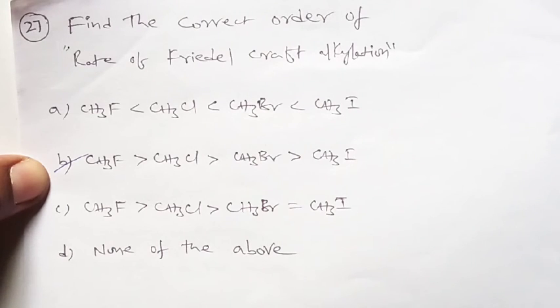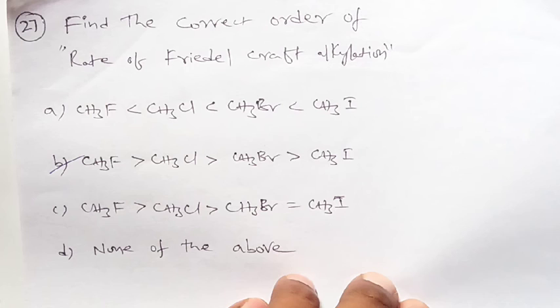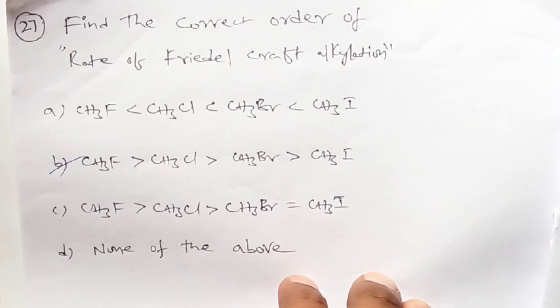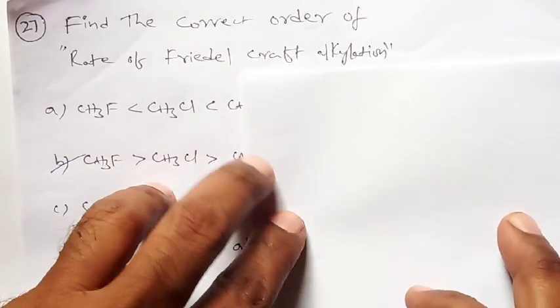Now we shall continue with a few more expected models for the coming entrance examinations. Apart from that, find the correct order of rate of Friedel-Crafts alkylation. Here, if you observe the options, CH3Cl, CH3Br, CH3F, CH3I, the methyl group is common, with fluorine, chlorine, bromine. You know the basic reaction of the Friedel-Crafts alkylation.